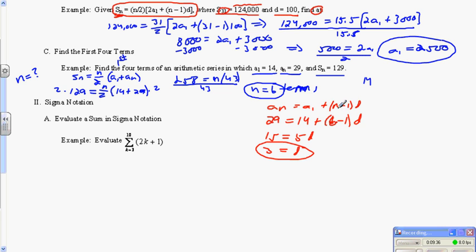So we would have 14 plus 17 plus 20 plus 23. And this would be our series. First 4 terms. This ends part A of lesson 11.2.